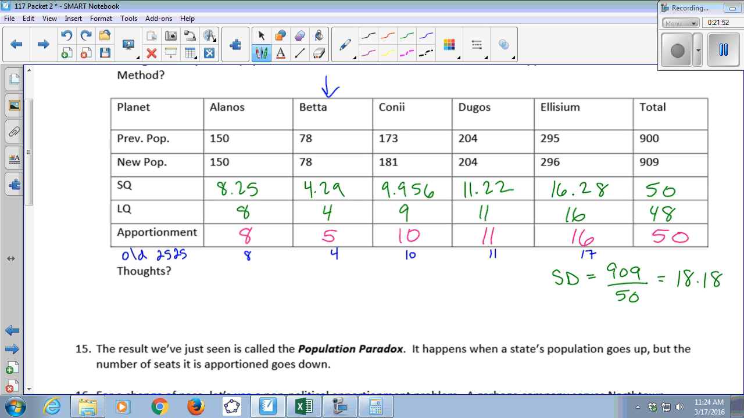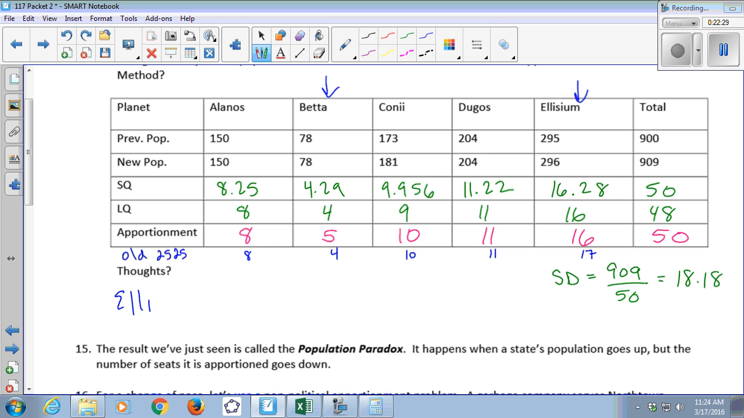Who might be upset though? Connie's population went up, right? But they didn't get any more representation. So they're like, why did beta get another seat when their population stayed the same? Our population went up and we have the same seats as before. Who else might be upset? Elysium, their population went up 295 to 296, but they lost a seat, right? They had 17 and now they only have 16. Okay, so they probably are the most angry, right?